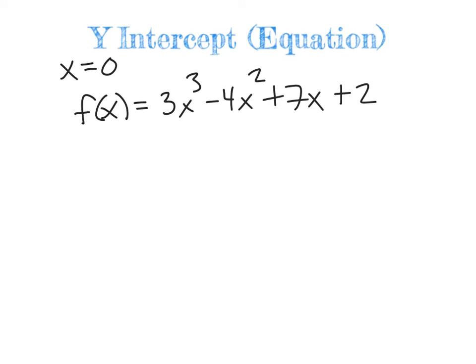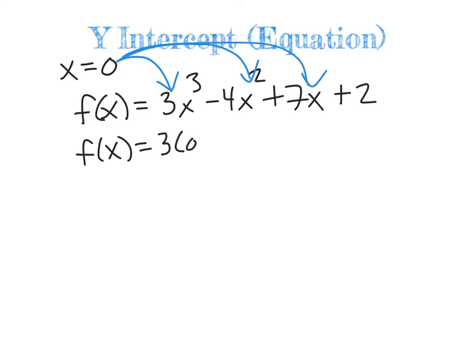If I know x equals 0, what I'm going to do is plug in the 0 for every x value that I see. Anywhere you see an x in the function, I'm going to plug in 0 and evaluate this function. So I have f of x equals 3 times 0 to the third power, minus 4 times 0 squared, plus 7 times 0 plus 2. Anything to 0 to any power will always be 0. So this is technically just 0 to the third power, which is 0. 0 times 3 cancels out and gives you 0.